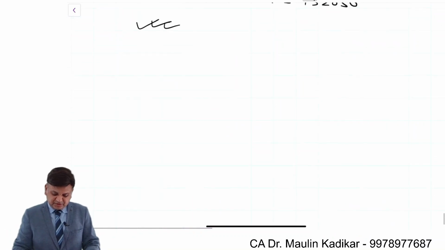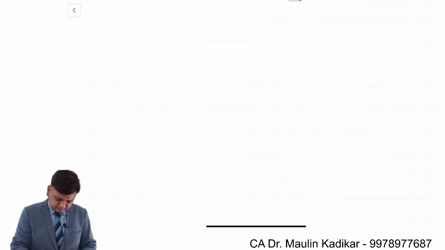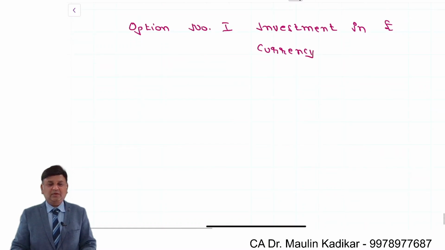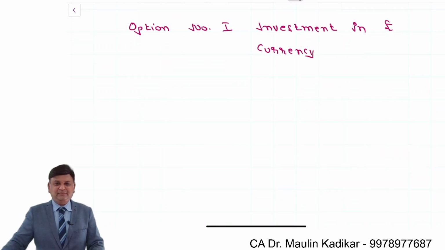So let us answer the question. Option number 1, investment in pound currency. Try to calculate the answer on your own.